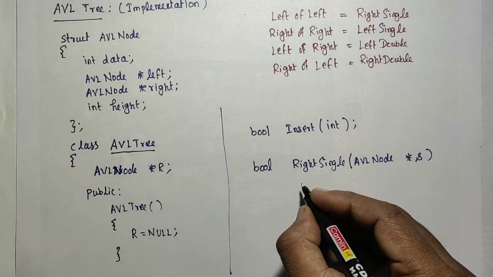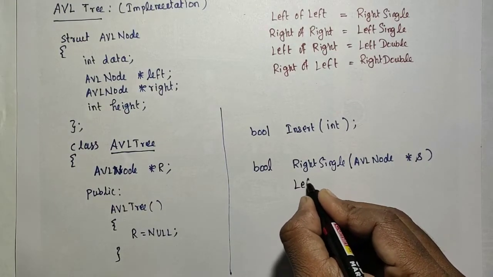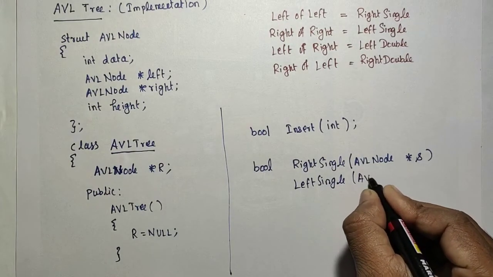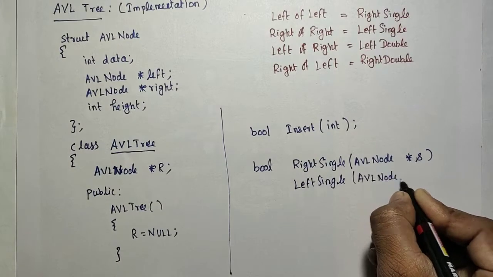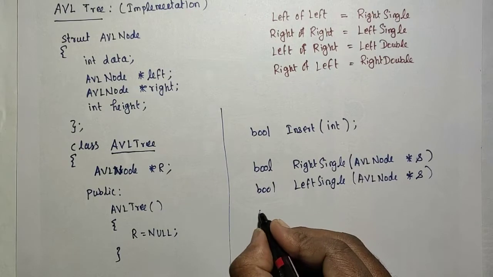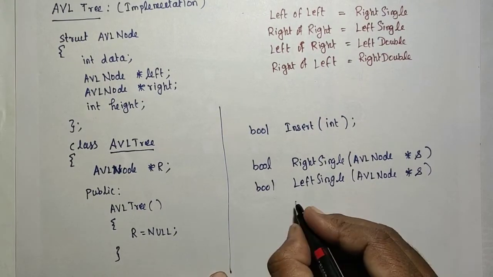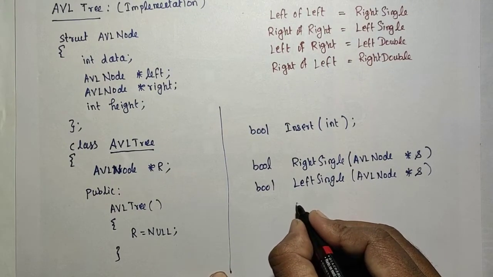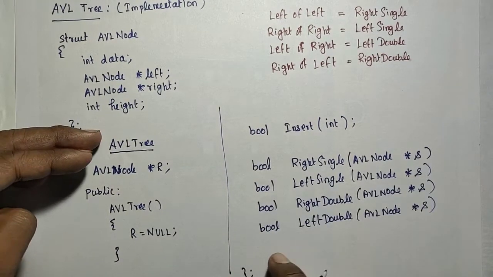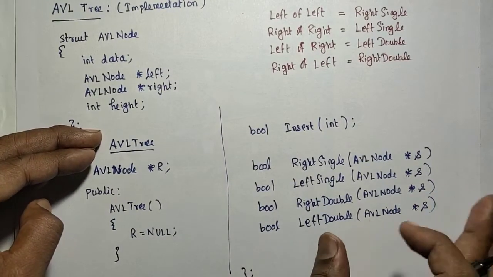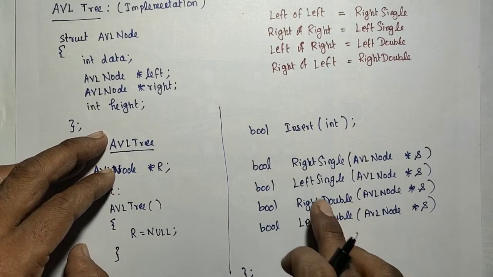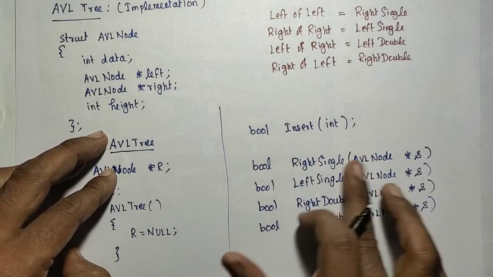And then right single, left single. So this is also AVL node, star ampersand, boolean. Again, right double, left double. Other functions like display you can add yourself, delete you practice yourself. Okay, so right double, left double, right single, left single. So we just have to implement this code.